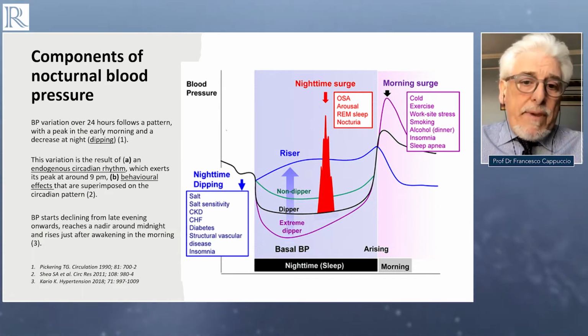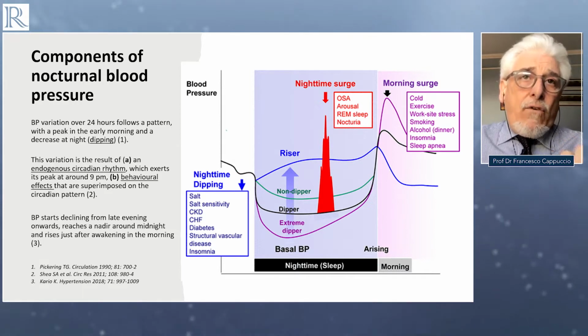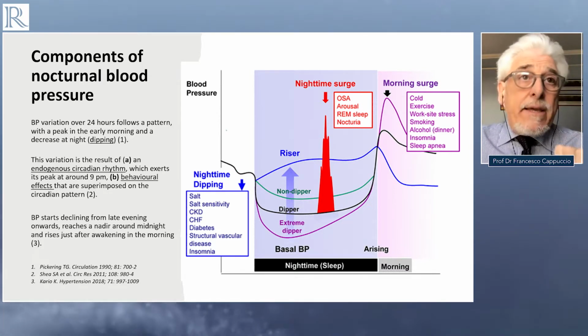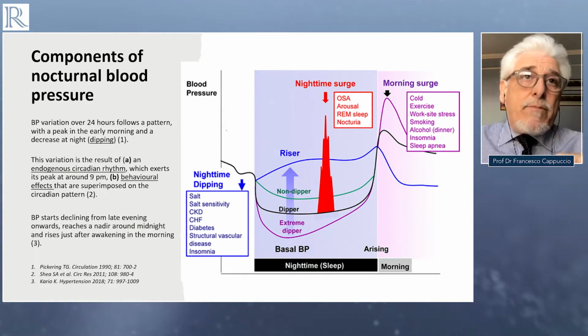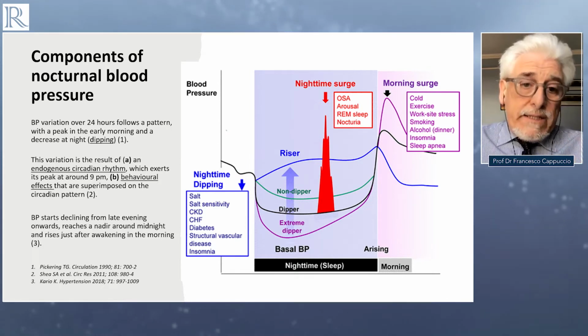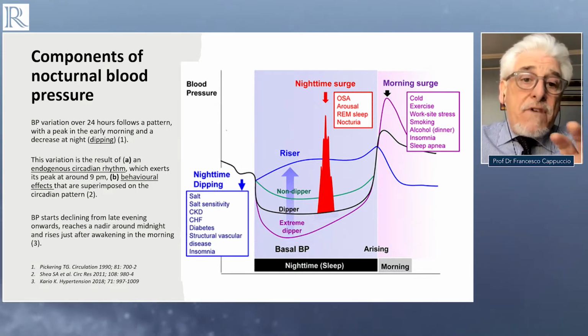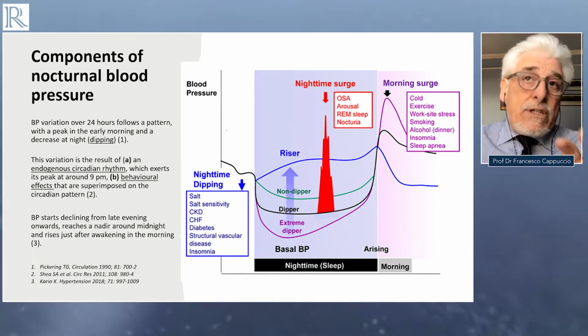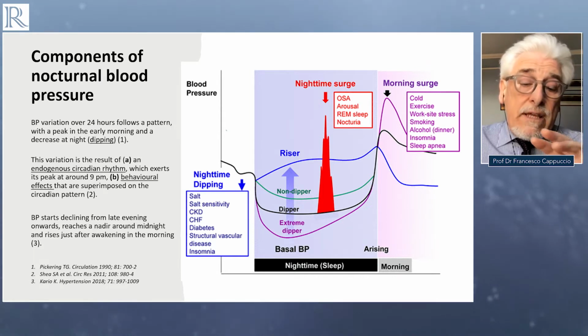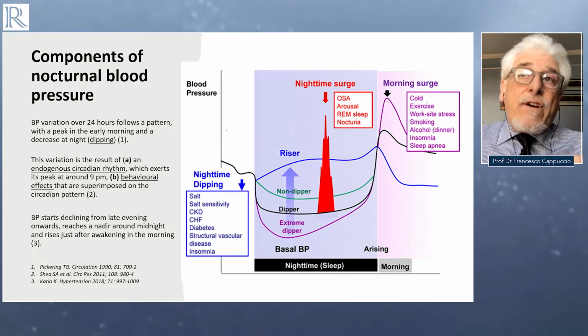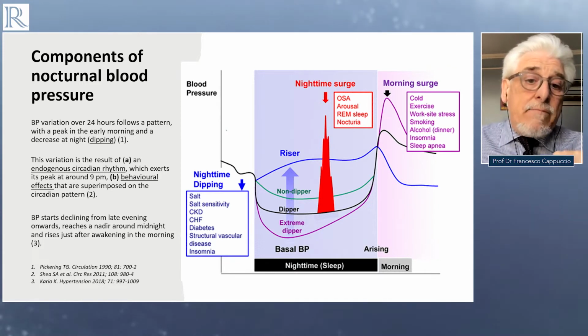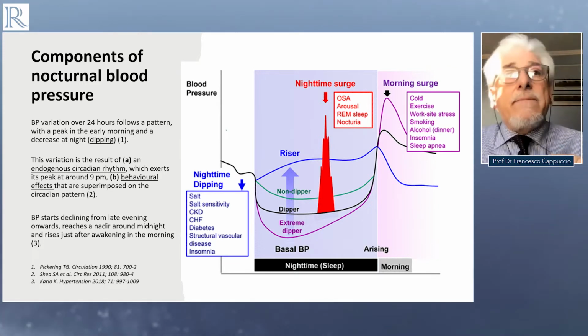The nocturnal dipping is normally defined as a fall in blood pressure of over 10% of the daytime blood pressure. But in some cases, it could be extreme dipping, when it exceeds a 20% drop in blood pressure at night. On the other hand, as we have seen earlier, that fall could be blunted. So we have what we call a non-dipper individual, or even an inverted pattern at night, which characterizes the rise or the reverse dipping due to a variety of mechanisms. And those are indicated in the blue box on the left-hand side here.